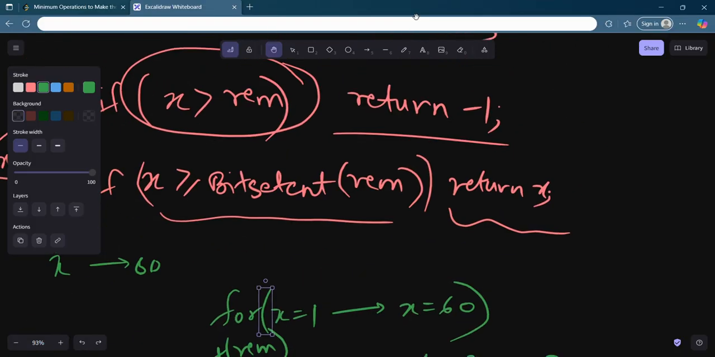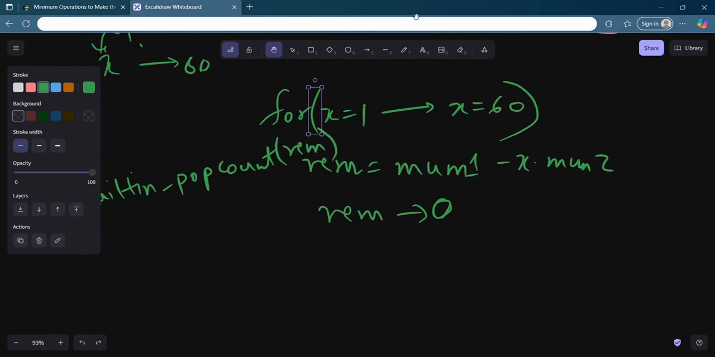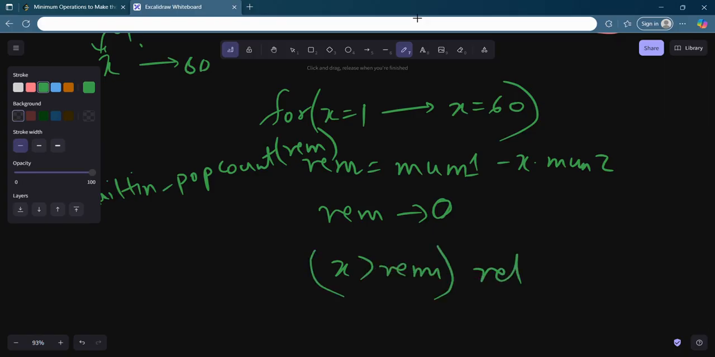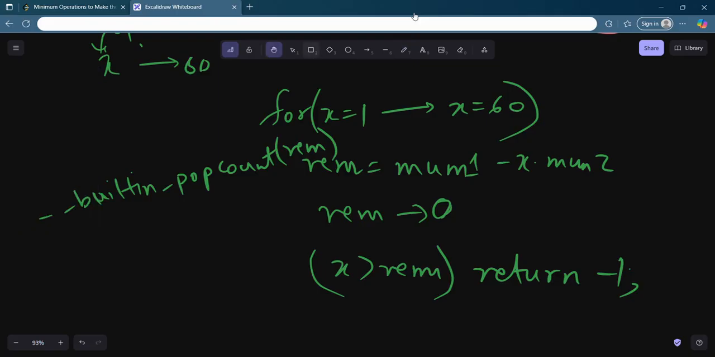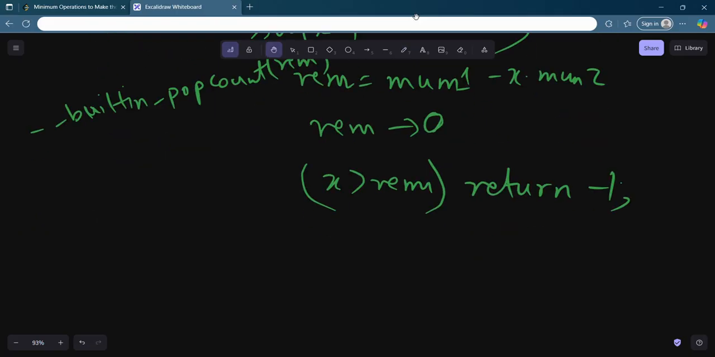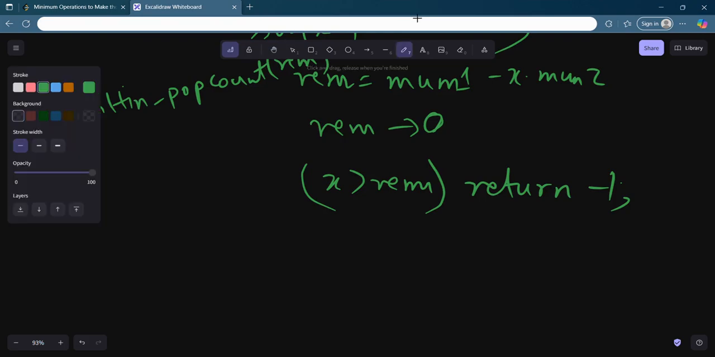If you try to calculate that, x is greater than remaining. So if remaining is less than x, or x is greater than remaining, you can return -1, because there is no possible way in which you can further reduce the remaining to 0, because after the next operation it will go to a negative value.